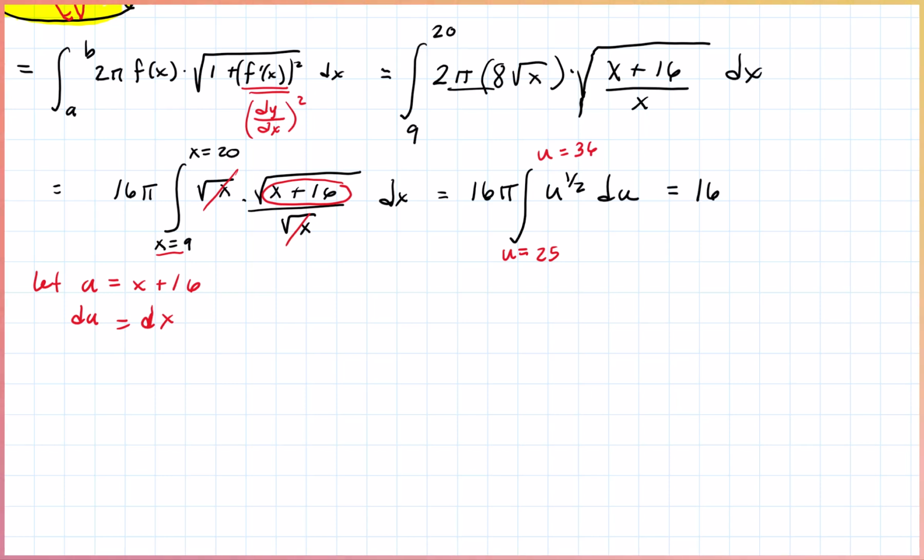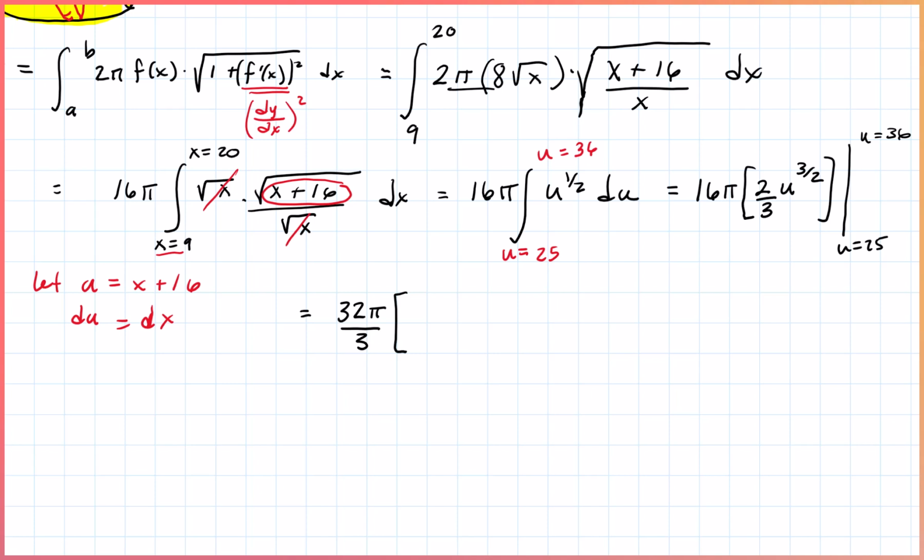So this ends up becoming 16 pi, and then the integral of u to the 1/2 is u to the 3/2. We're dividing by 2/3. I'm sorry, dividing by 3/2, which is the same as multiplying by 2/3. And we've got from u equals 25 to 36. All right. And now we end up with, nope, nothing reduces there. So this is 32 pi over 3. And then we're going to plug in the 36. So 36 to the 3/2 minus 25 to the 3/2.